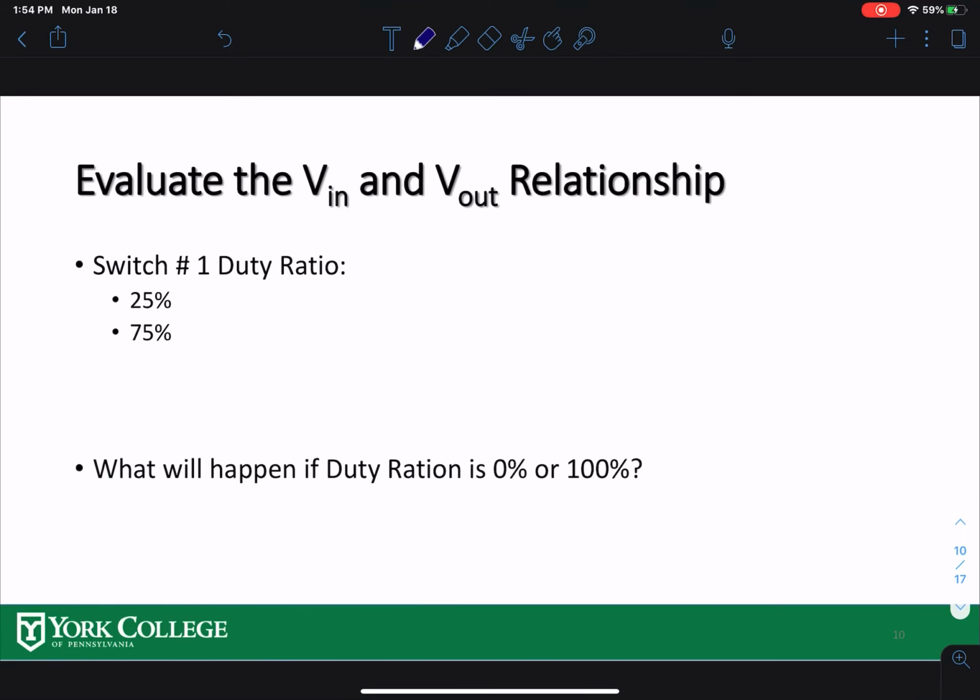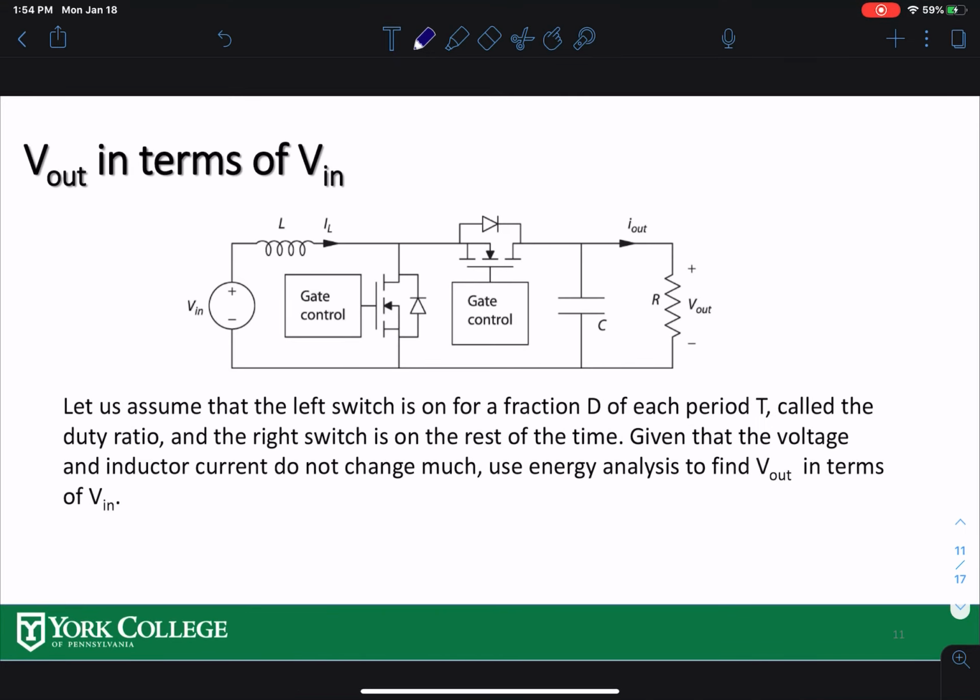All right. In the class we did the 50% duty ratio for the last one. We're going to do 25% and 75%, and see how it works. Also we're going to talk about what the 0% and 100% duty ratios will do to the circuit. I'm going to do this one with the generic formula. I will stop here and get to this in the next part of the video.